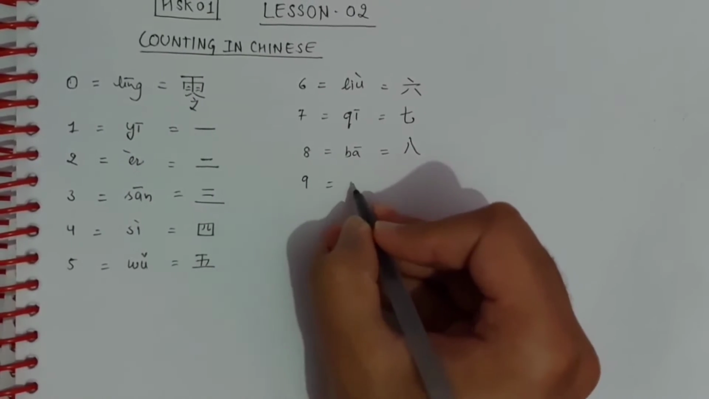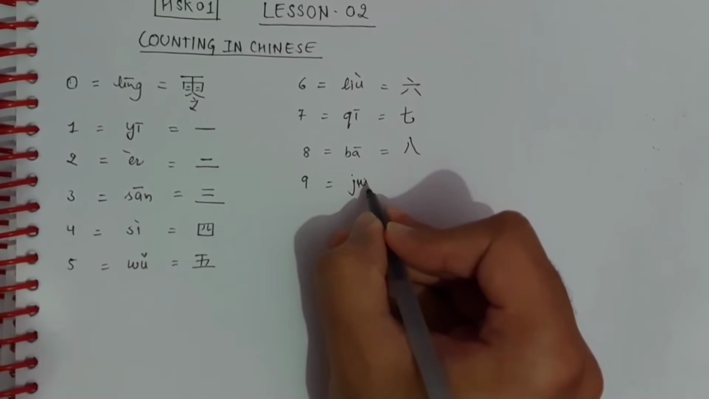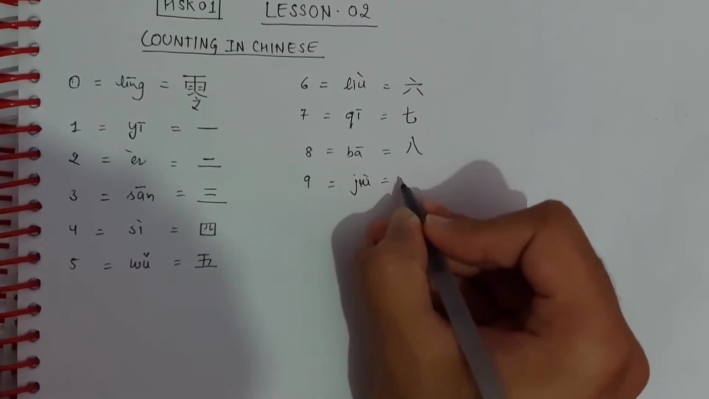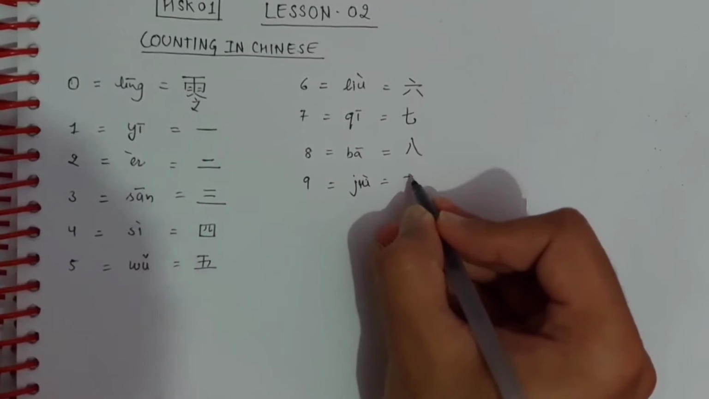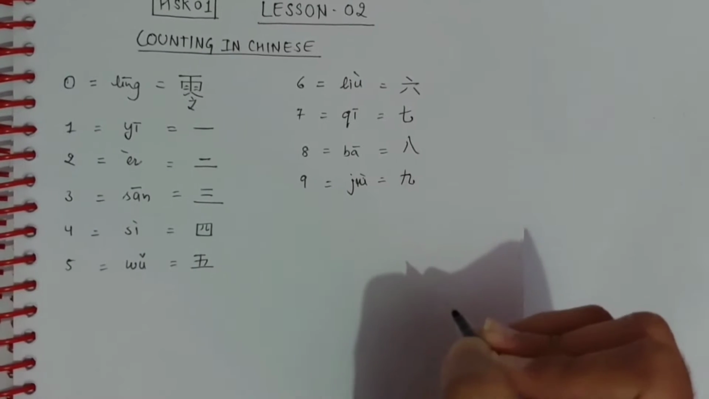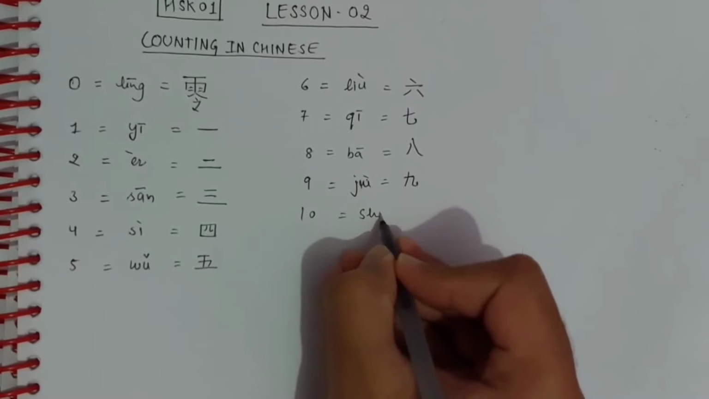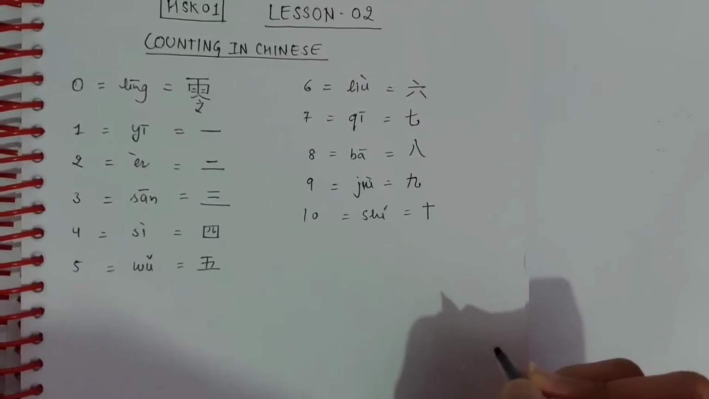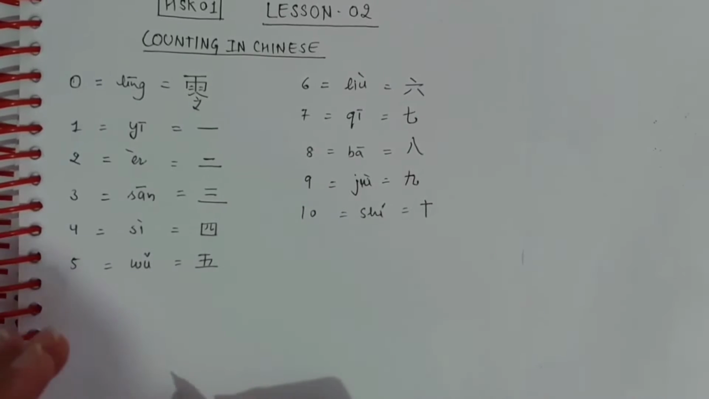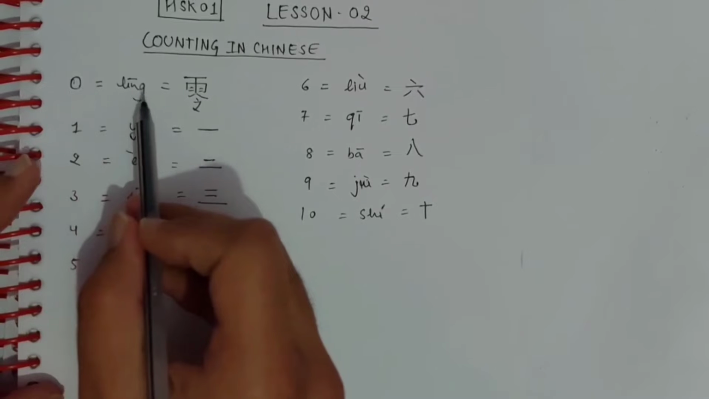9 in Chinese is jiu. We write it as this. And 10 in Chinese is shi. It is this. So you should remember from 0 to 10. Again, repeat with me. 0 is ling.